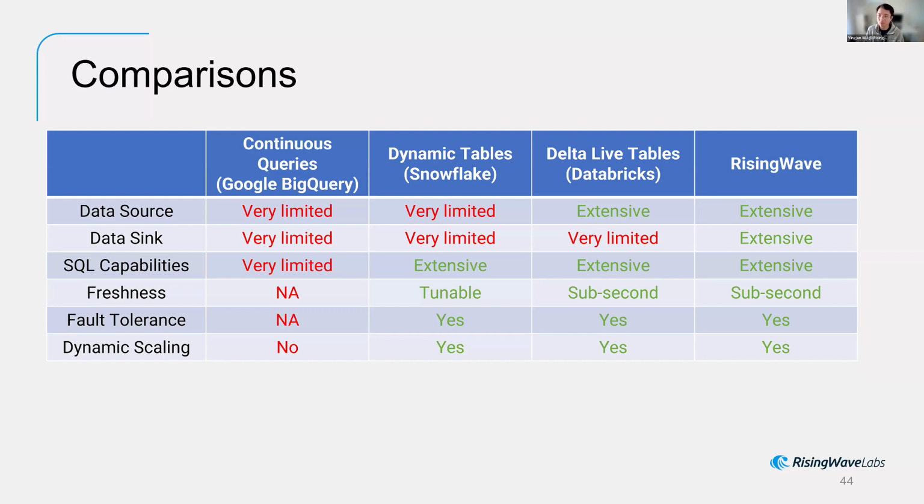The key reason, if you ask me why, is that we store the state in S3, and everything is S3 based, so we can ship that. But if you use any other stream processing engines, the recovery time and the dynamic scaling time are definitely proportional to your state size.